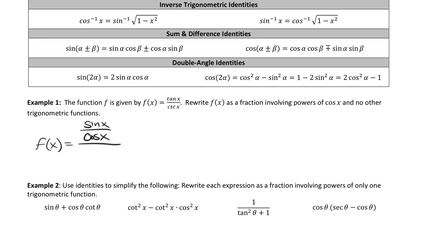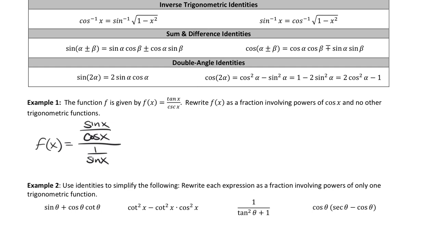Let's also rewrite the denominator. Cosecant of x, how can we rewrite that in terms of sine and cosine? 1 over sine of x. Very good. So this is the reciprocal identity. Aren't you glad we reviewed fractions last class? Because I have a fraction on top and a fraction on bottom.